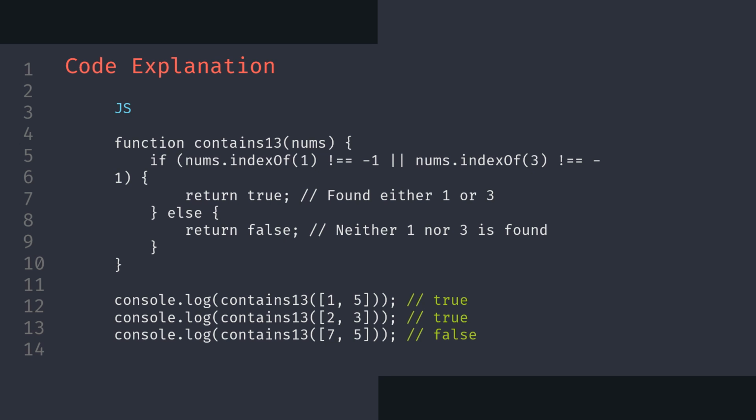The test cases at the bottom demonstrate how this works. For example, the array of 1 and 5 returns true because it contains 1, while the array of 7 and 5 returns false because it contains neither 1 nor 3.